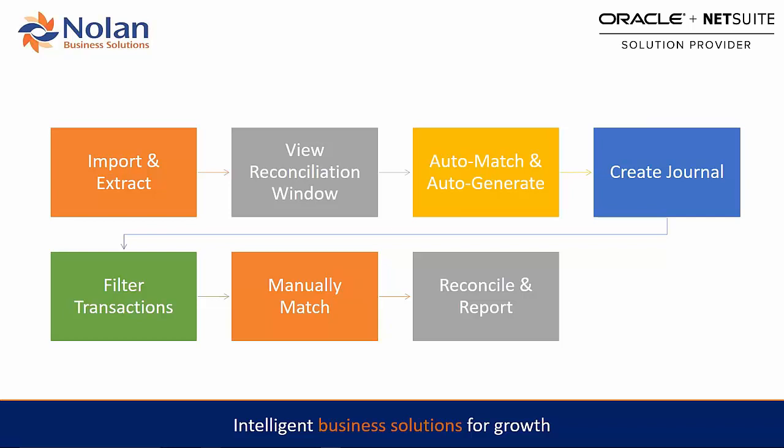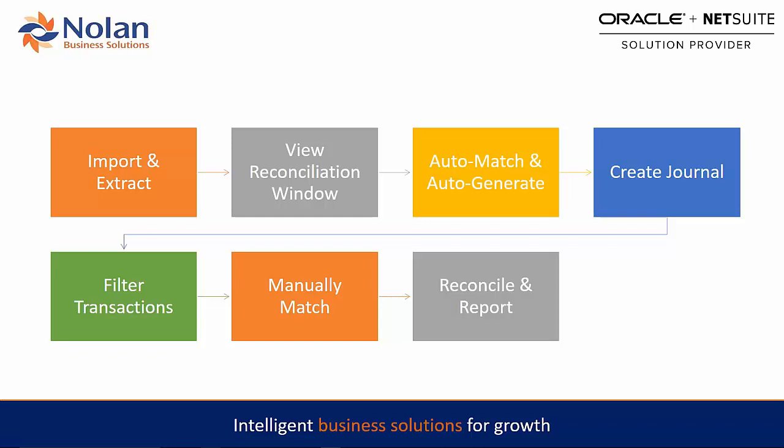So today's process overview, we're going to run through the process of reconciling a bank statement end to end. First off, we're going to start by importing the bank statement and exporting the particular general ledger transactions for reconciliation. We're then going to view the side-by-side reconciliation window, and move on to processing the auto-match and auto-gen workflows.